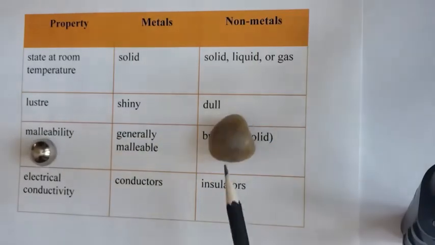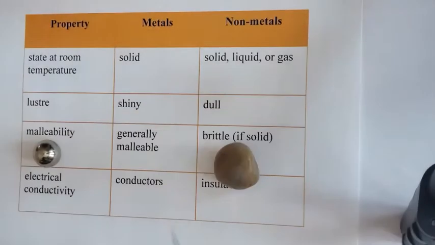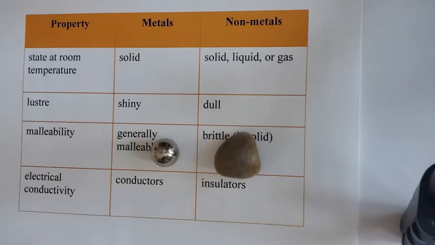If I look at this other object here, well, it's dull. It's just a stone I found outside. I bet if I hit it with a hammer, it's actually going to shatter. If I run a current through it, it doesn't actually conduct electricity. So here's an example of a non-metal. So the big thing is metals tend to be solid, shiny, they conduct electricity. If I hammer it, I can hammer it into sheets, it makes it malleable. There's no way I can hammer that into a thin sheet or make a ring out of it. It would just break.